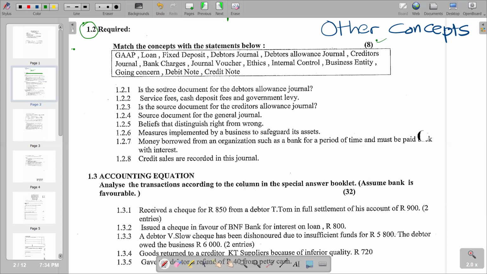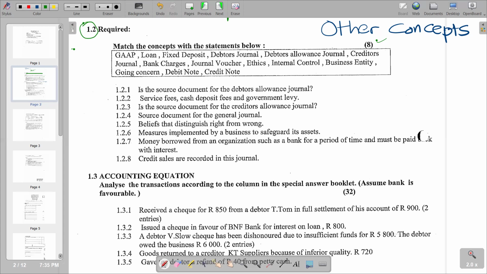I'll start with 1.2.1. The source document for the debtors allowance journal. And we know that the debtors allowance journal is recorded when the business takes goods back from debtors. So when the debtors that we had sold goods to on credit previously return the goods to the business, we record that in the debtors allowance journal. So entries in the debtors allowance journal decrease what the debtors are owing at selling price.